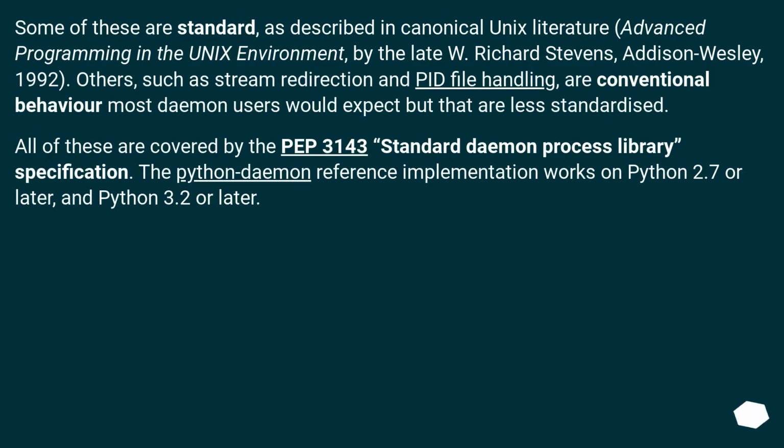Some of these are standard, as described in canonical Unix literature, Advanced Programming in the Unix Environment, by the late W. Richard Stevens, Addison-Wesley, 1992. Others, such as stream redirection and PID file handling, are conventional behavior most daemon users would expect but that are less standardized. All of these are covered by the PEP 3143 Standard Daemon Process Library specification.